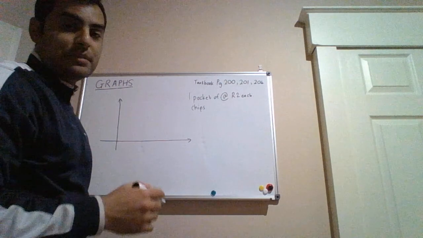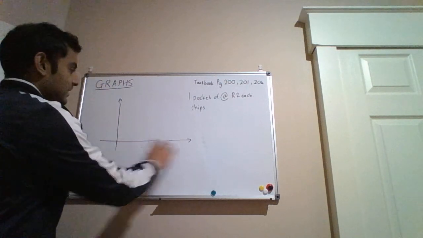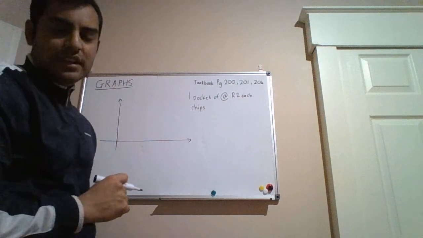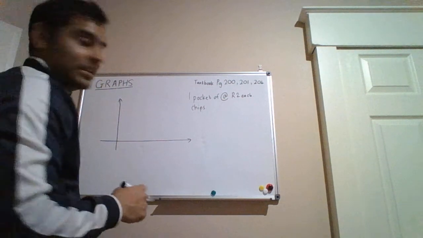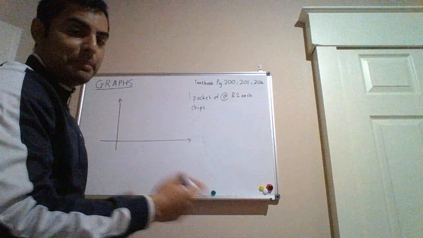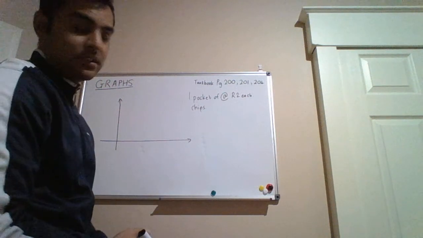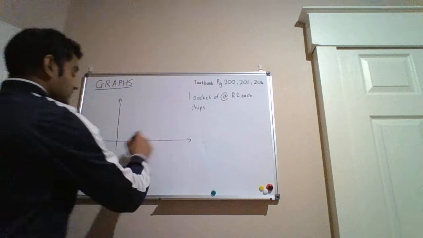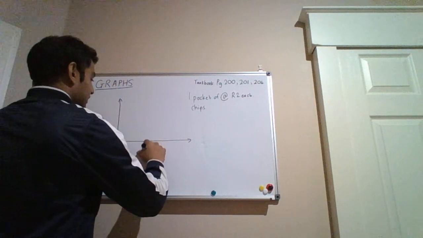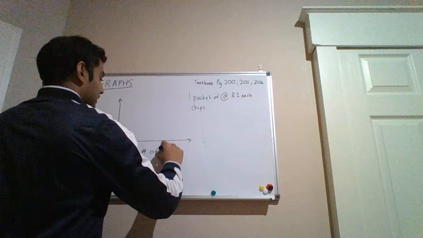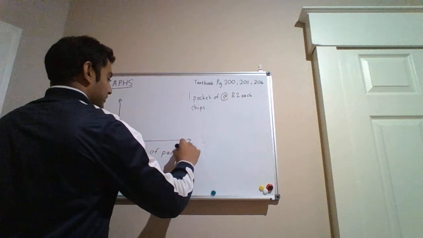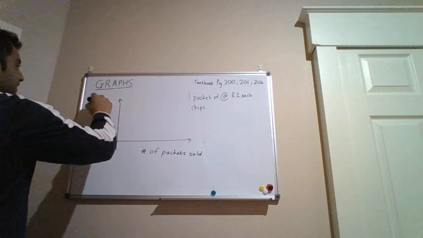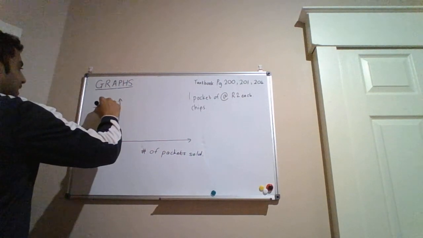we would have number of chips sold as the horizontal and the income as the vertical. This is because income depends on number of chips sold. So you can't put it the other way around. So on this axis, number of packets sold, and on this axis, income.